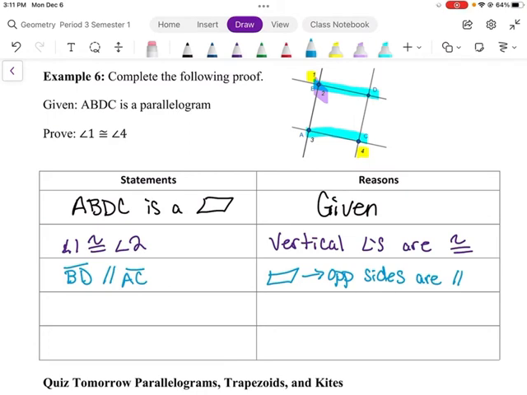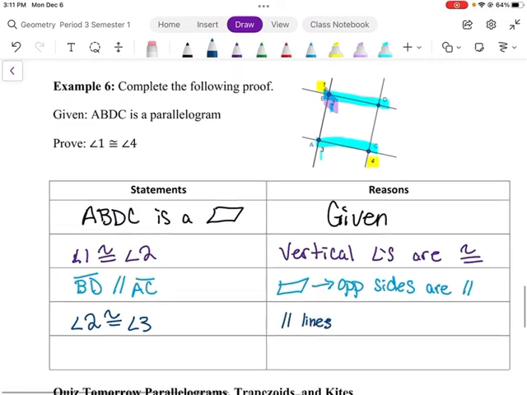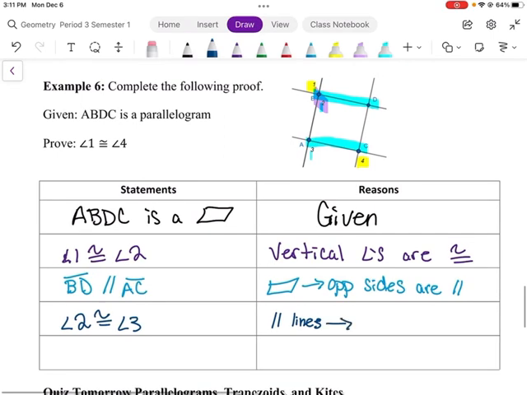Now that we have that written down, we know that 2 and 3 are corresponding angles, which corresponding angles with parallel lines are congruent to each other. So we can say angle 2 is congruent to angle 3. And we can say parallel lines imply corresponding angles congruent.